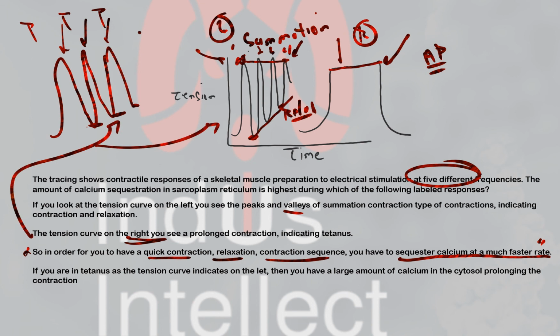Whereas the one on the right, you'll notice that we then have this tetanus type with increased contraction, but that would mean you have increased calcium in the cytoplasm and less of it in the sarcoplasmic reticulum.